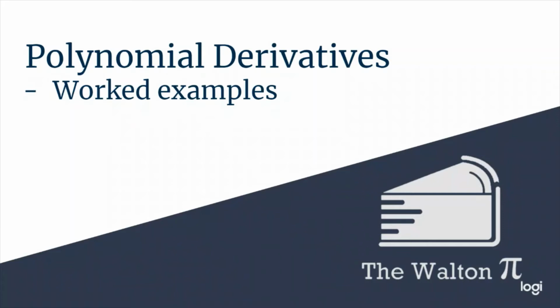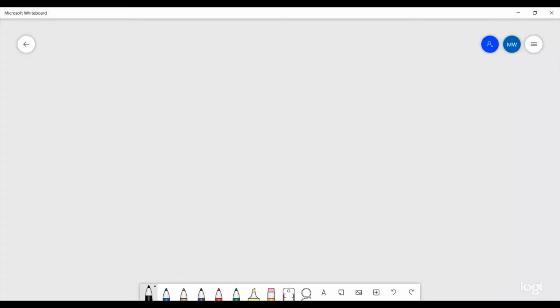Today we're going to go through some examples of taking derivatives of polynomials using the power rule. Alright, let's start off with a fairly straightforward one. Let's look at the derivative of x squared plus 3x.